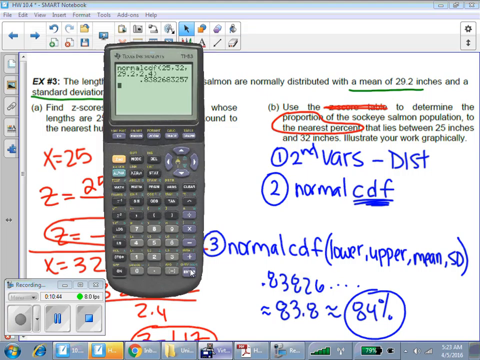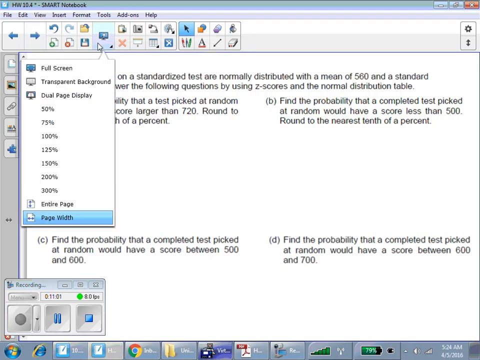Okay, let's go on to the next problem, which is example 4. I know it also said to illustrate your work graphically. That's another thing that we're not going to do. We're going to use the calculator for a lot of this stuff. So let's go on to example 4.